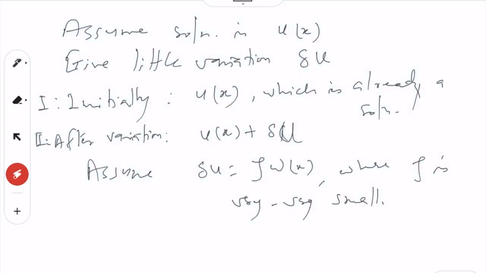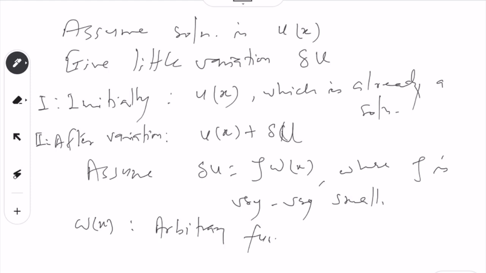After variation this becomes u plus delta u, where delta u, since u is a function, you can write as delta u equal to zeta multiplied by w(x), where w(x) is an arbitrary function.